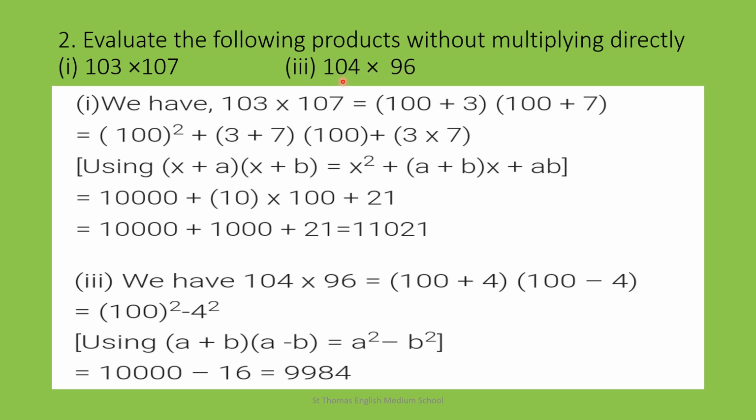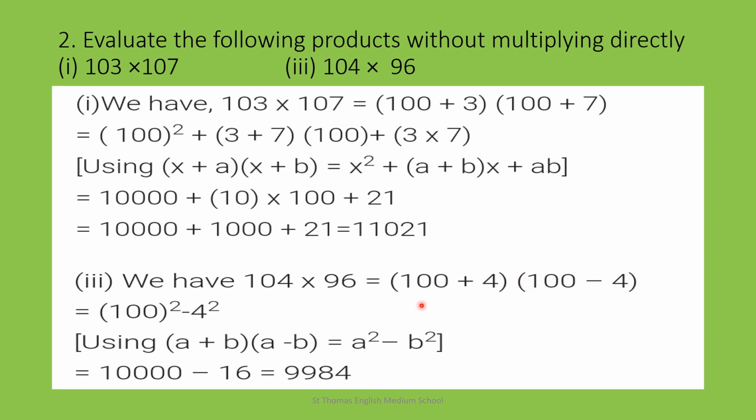Moving to third question, that is 104 multiplied by 96. Seeing the numbers, you have to split them in such a way that you can use the identity. So you are splitting 104 as 100 plus 4, and 96 as 100 minus 4. Now this is the identity of the form a plus b multiplied by a minus b, that is equal to a square minus b square. Therefore 104 multiplied by 96 is equal to 100 plus 4 multiplied by 100 minus 4.